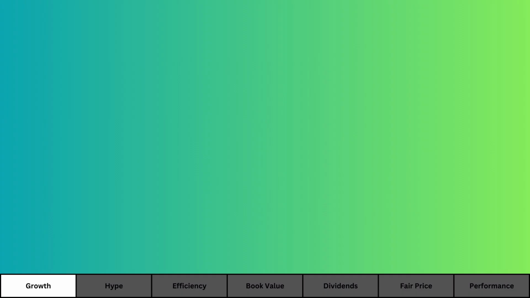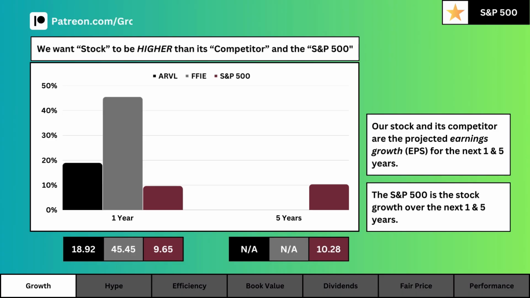Growth. We're looking at how much our company is projected to grow its earnings for the next year and the next 5 years. You'll also see here the growth of our nearest competitor and the S&P 500, with the top right corner indicating which has the best metric out of the 3. The higher the projected earnings growth, the better, and that means the black bar needs to be highest of the 3, or at least higher than the S&P 500, the red bar.